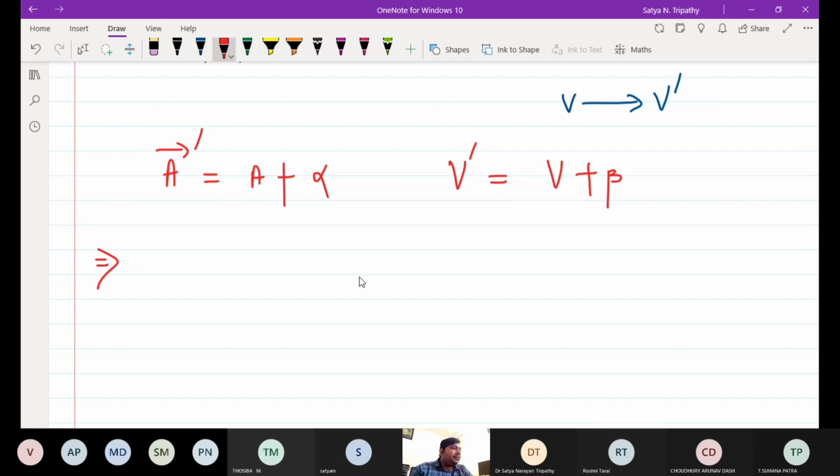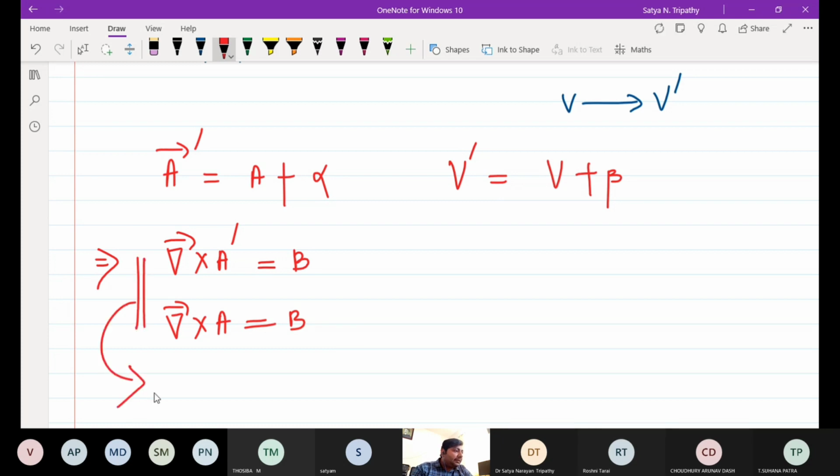Now we know that del cross A dash is B, and del cross A is also B. They will give rise to the same magnetic field. That implies del cross alpha is equal to 0. Is it clear or not?